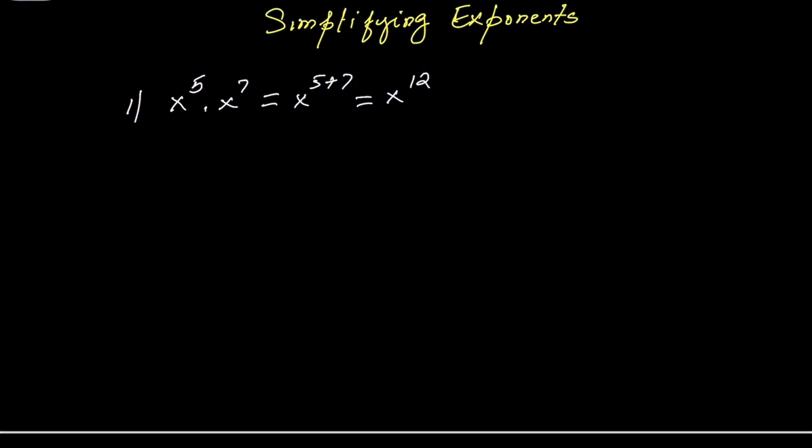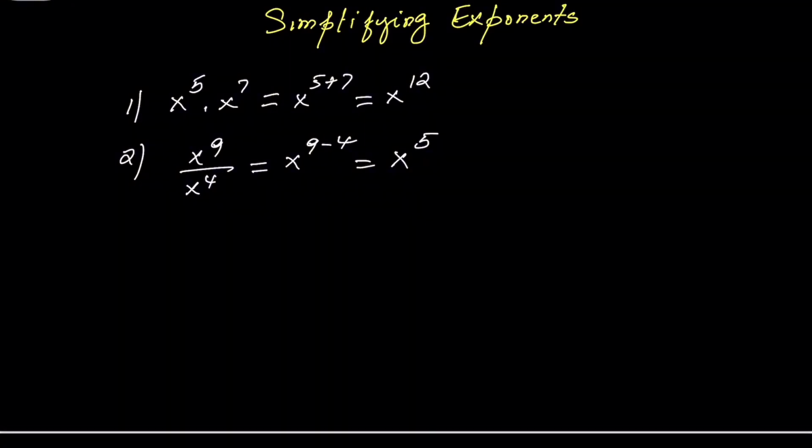Now, what about division? If you divide by a common base, you need to subtract the exponents. For example, take x raised to the ninth power divided by x raised to the fourth power. We subtract 9 minus 4, which leaves x raised to the fifth power.